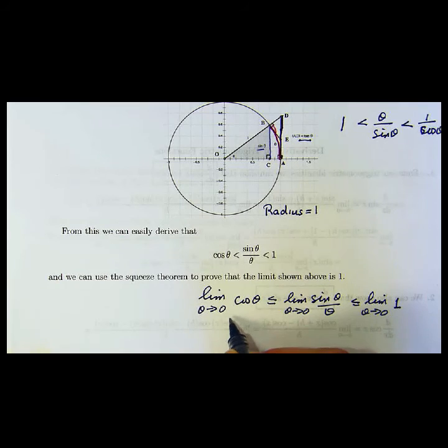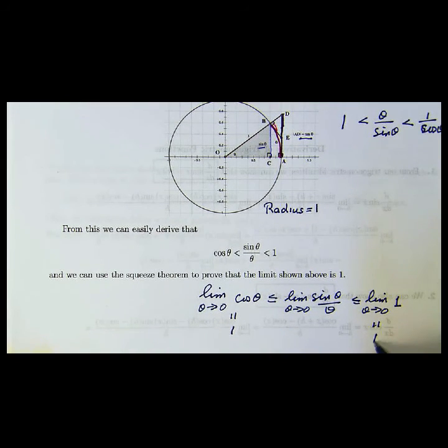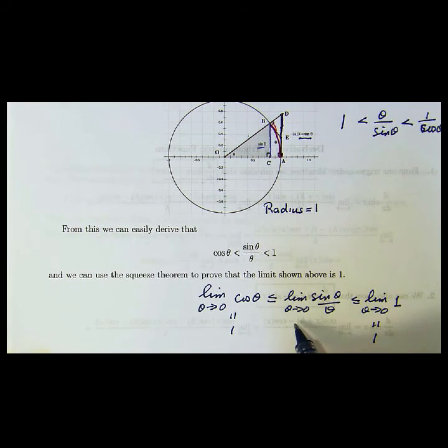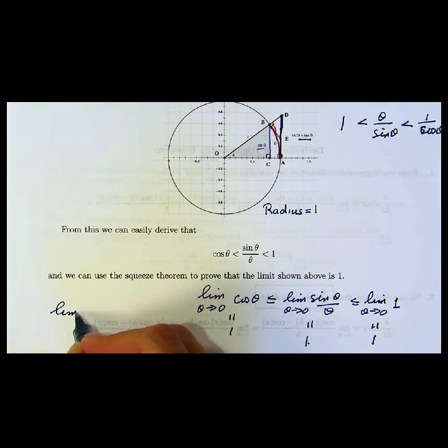And now, because cosine is continuous, this limit is 1, and this limit is 1, and therefore, by the squeeze theorem, this limit is also 1. So therefore, the limit as theta goes to 0 of sine theta over theta is 1.